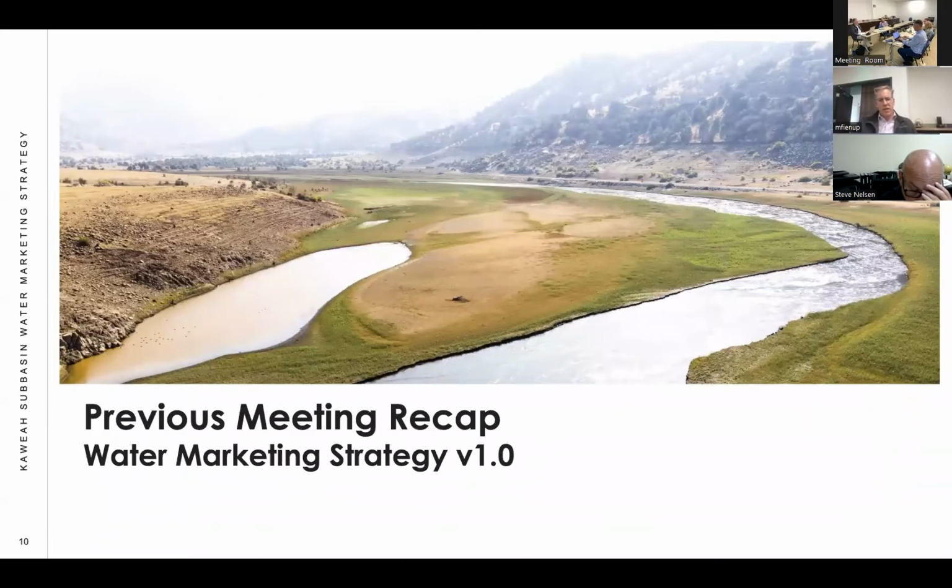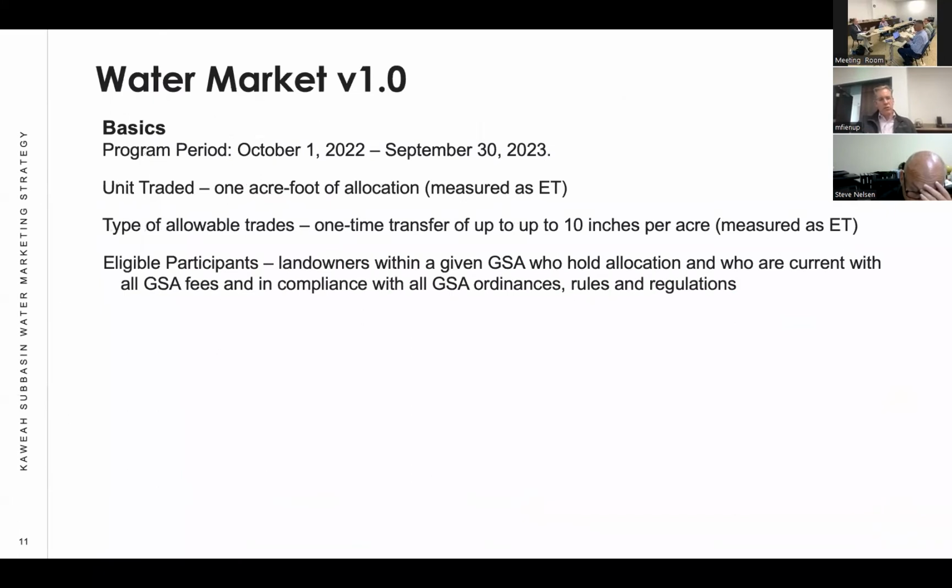So then the other thing we did last meeting is we reviewed the decisions that had already been made about the structure and rules for this version 1.0 market. And so here those are. So these were already decided previously, but the goal here is to design a version 1.0 market that can be implemented in the current water year, where the unit traded will just be 1 acre foot of allocation measured as evapotranspiration.